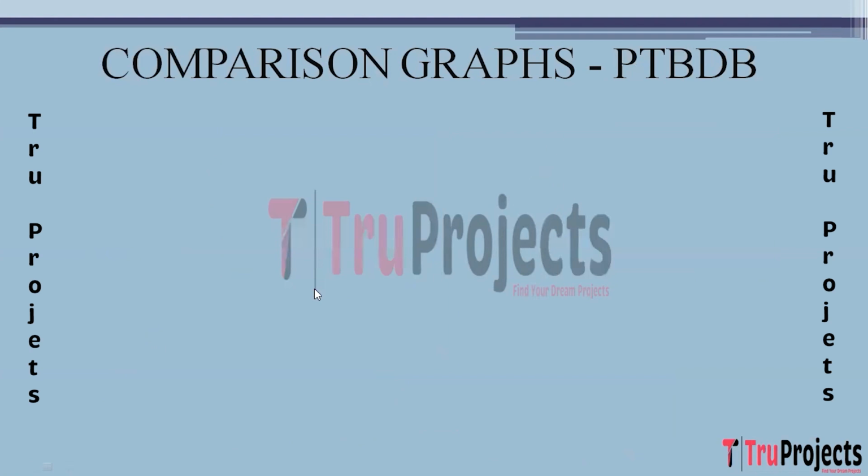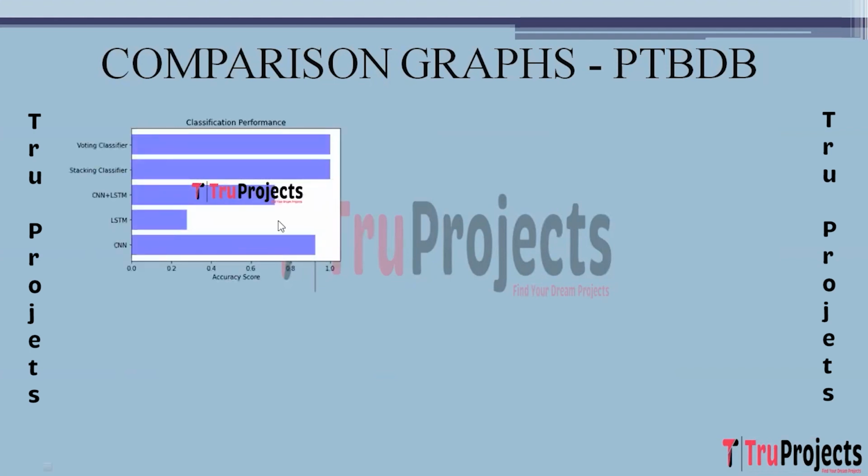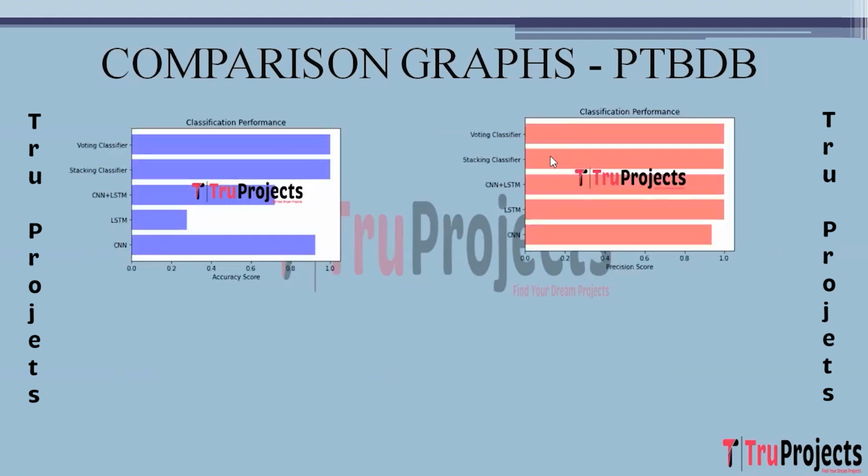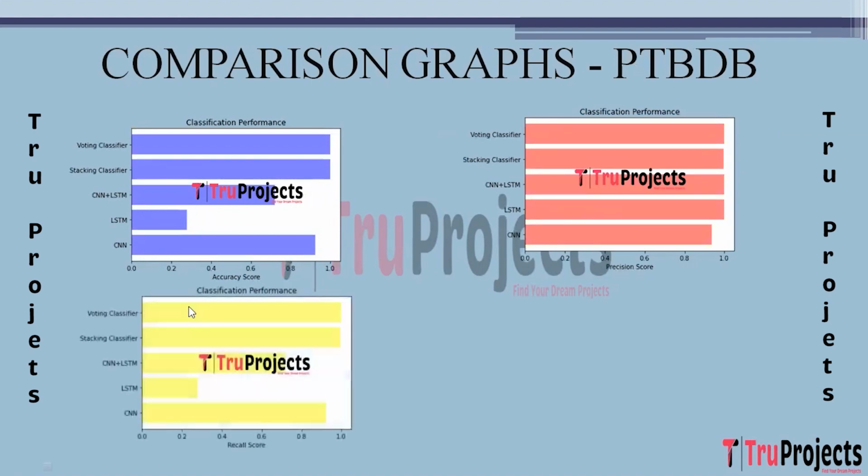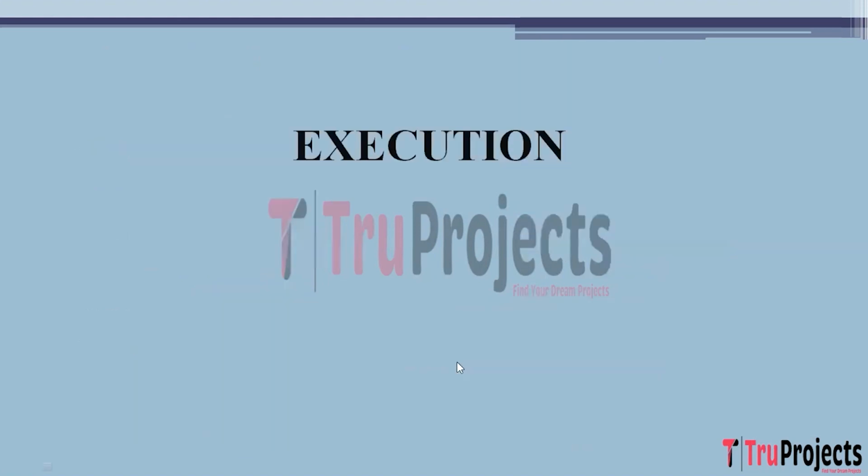Now we'll see the comparison graphs of the models trained on PTB-DB dataset. So this is the accuracy comparison graph. This is precision score comparison graph. This is recall comparison graph, and this is F-score comparison graph.